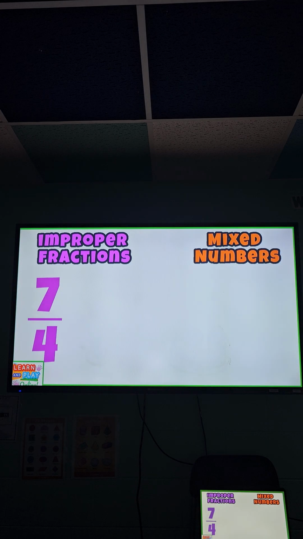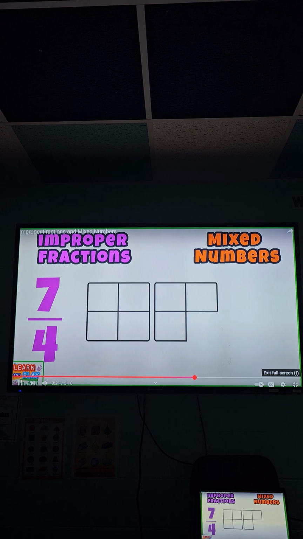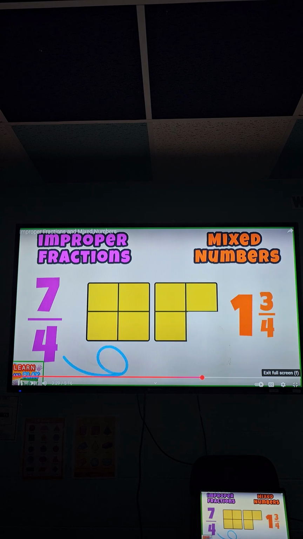Here is the improper fraction 7/4. If we break it down, the numerator 7 tells us that we have 7 equal parts of something. The denominator 4 tells us that the whole was divided into quarters. Instead of using a circle, we will use a square as a whole this time. It does not matter what picture or shape you use as long as you have the right amount of equal parts needed. This is what 7/4 looks like. To write 7/4 as a mixed number, we write down that we have 1 whole square and 3/4 of a square. So 7/4 is the same as 1 3/4.